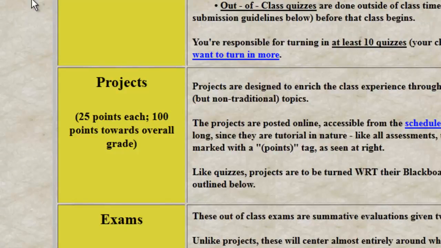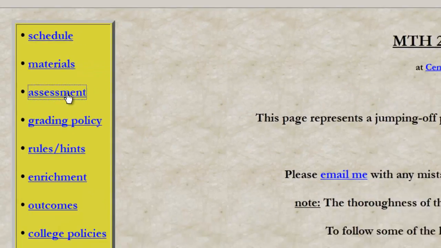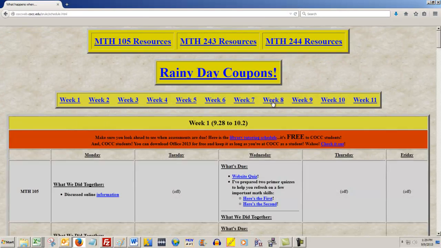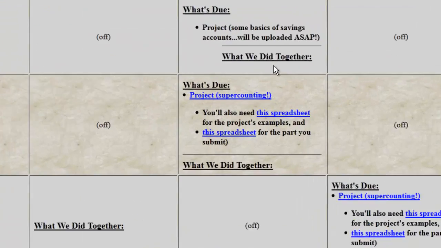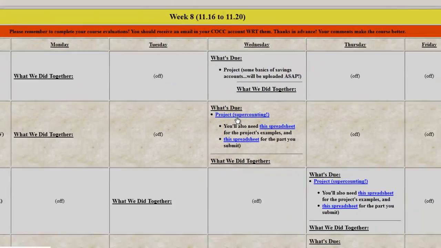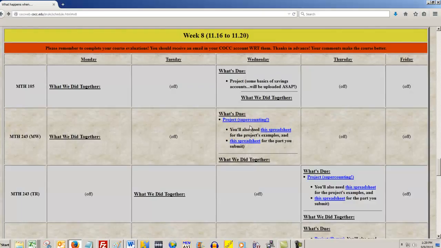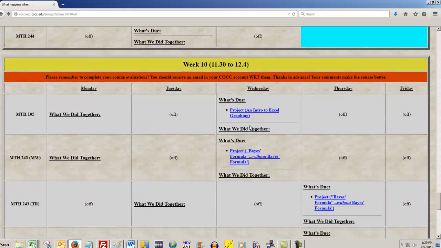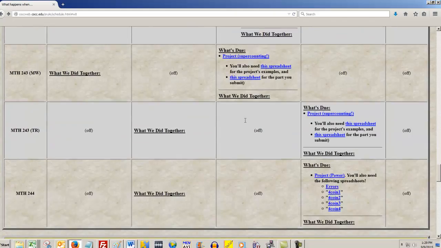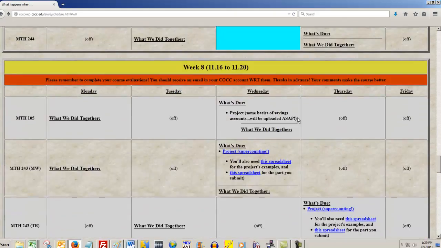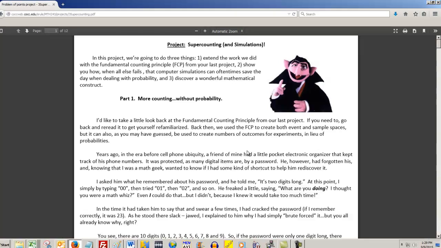Let's take a look at one just for grins. Let's take a look at the schedule page, week 8, which, as I just mentioned, is computer simulation. So, project super counting. You'll notice that all the projects are linked right now. Every project is already hyperlinked. You can get into any of these at any given time. I'm going to caveat that with the fact that I have to finish making this particular one for Math 105. By the time you're watching this video, hopefully that will be uplinked soon. Anyway, so, super counting.